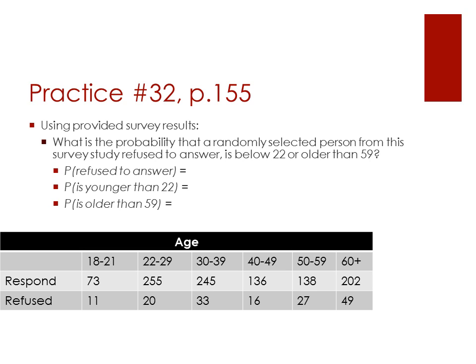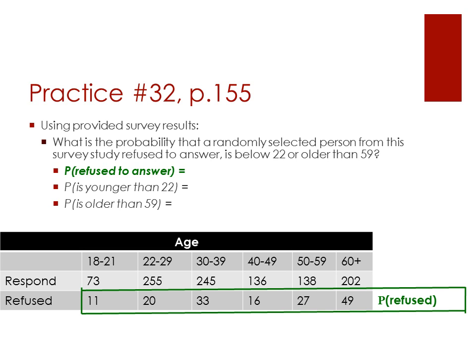So here we have three different probabilities we're working with. We're looking at the probability of refused to answer, the probability that the person is younger than 22, and the probability that the person is older than 59. So let's go through and look at breaking down this problem. So P refused, the probability refused to answer, I've identified with the green, and I'm using P refused just as an abbreviation.